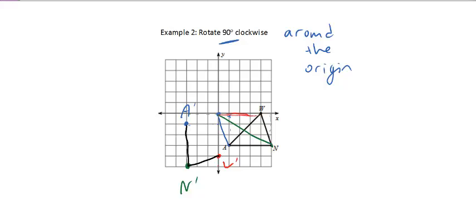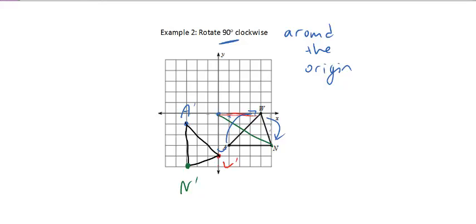here is my image. And you can kind of see, I hope, that if I were to draw a line, say, connecting A prime and A right here, you can see that that's a right angle. And I could keep doing that for all of my points. And here I have, again, the same orientation. So A, W, N, A prime, W prime, N prime. I have preserved my orientation, and I have created a congruent figure. So this is how we rotate.